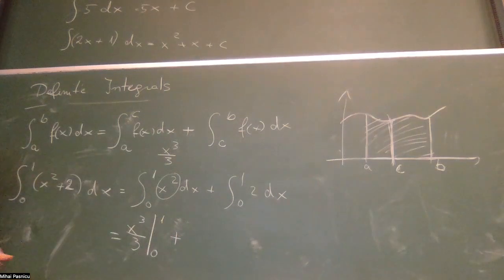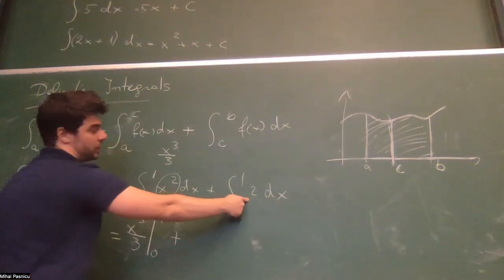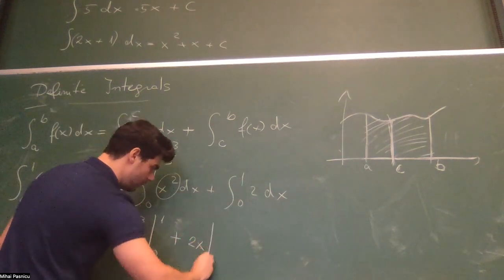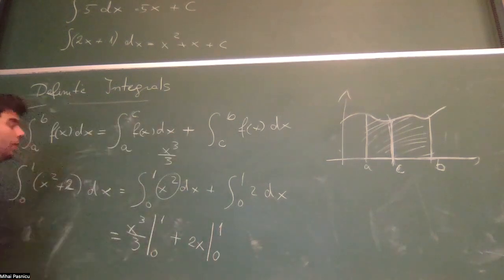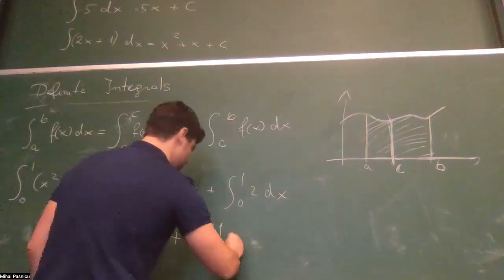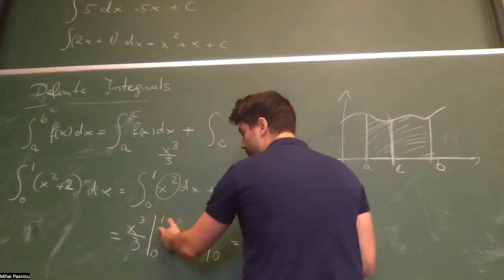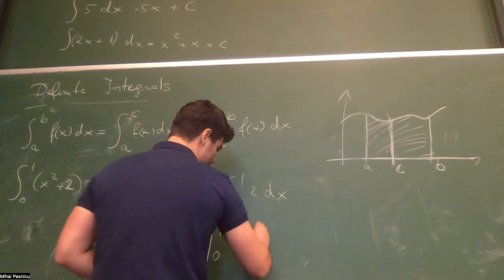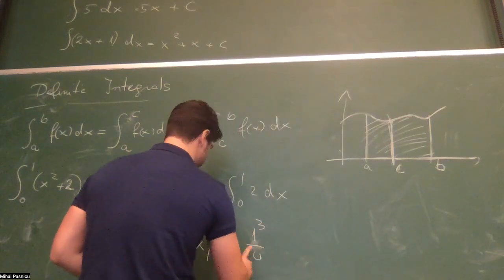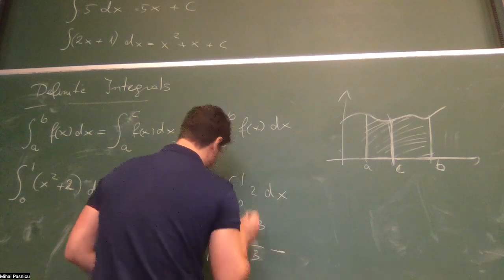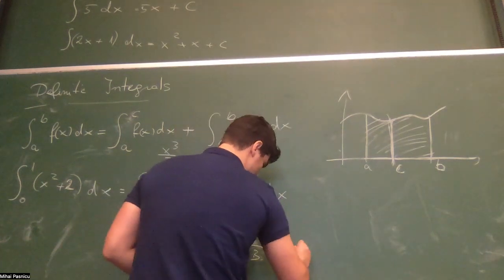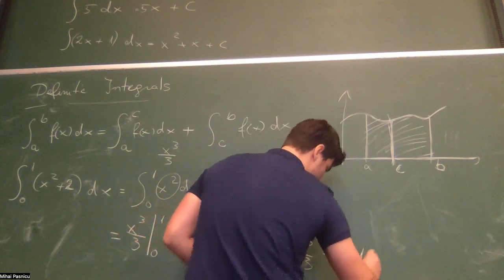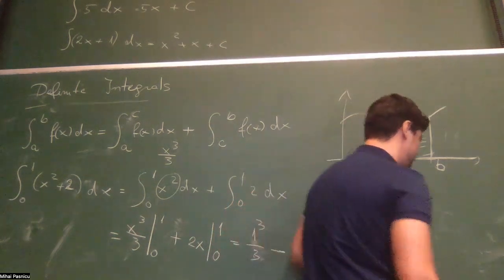And then I do, what do I need to take a derivative of in order to get 2x? So I get 2x from 1 to 0. From 0 to 1. So now what you do is you just replace them and you write them as 1 to the third over 3 minus 0 to the third over 3 plus 2 times 1 minus 2 times 0.